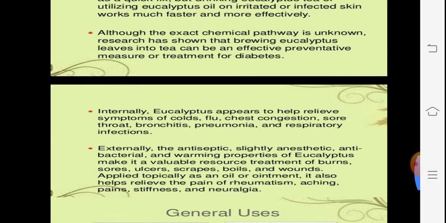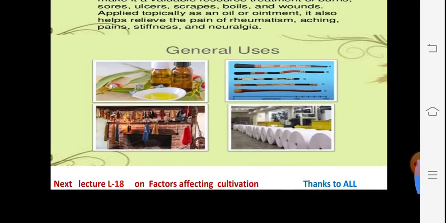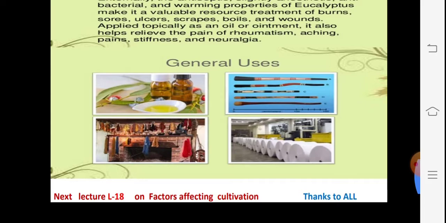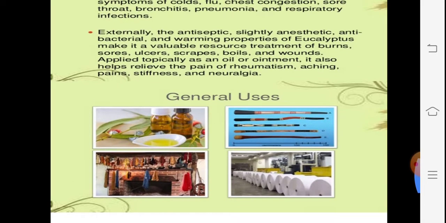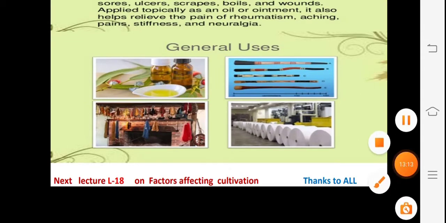So the oil in the leaves has an important role. Externally it is a good antiseptic and anesthetic. It has a controlling effect on the central nervous system. Then antibacterial and warming properties. So that is eucalyptus oil. Then next, we know the general uses, particularly for the home or personal use. So remember this about eucalyptus.